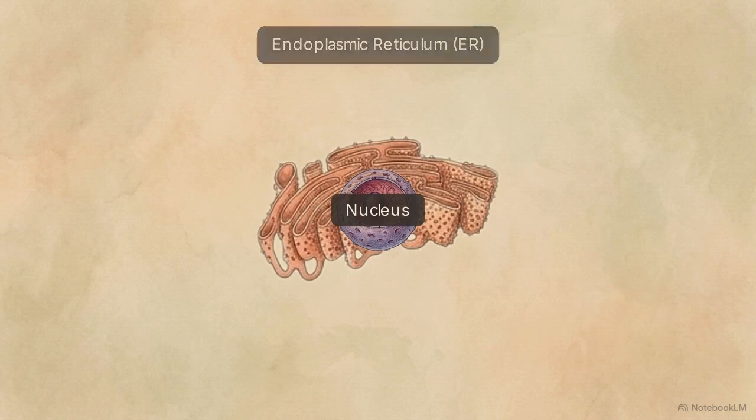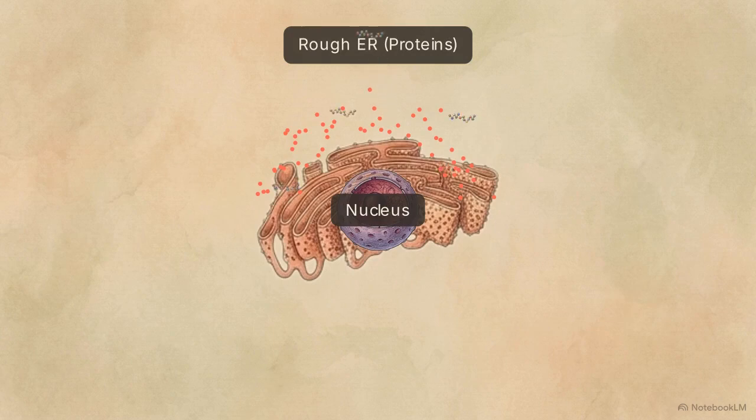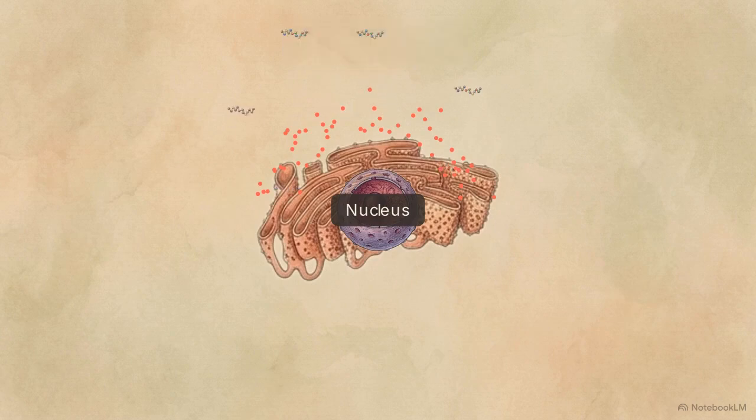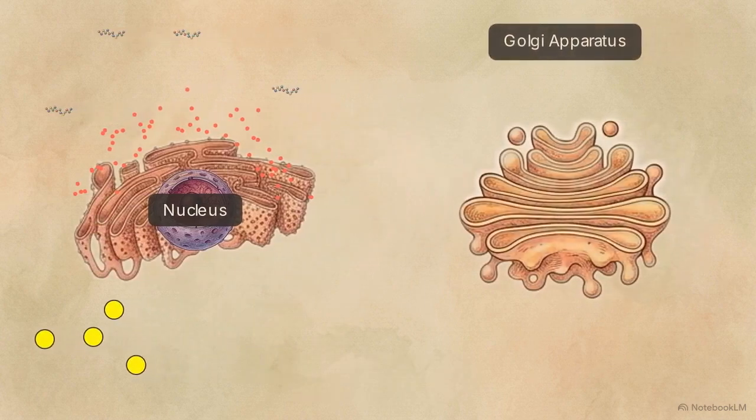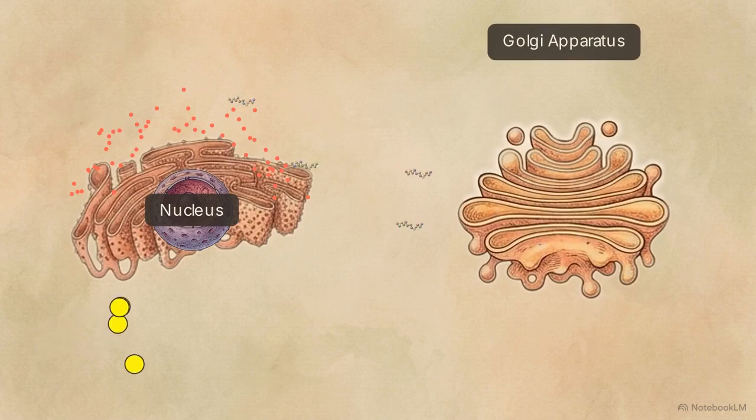This is the manufacturing floor. The rough ER is studded with tiny particles called ribosomes that manufacture proteins, while the smooth ER synthesizes the fats and lipids needed for the cell to function. Once those materials are made, they are sent off to the Golgi apparatus. This acts as the shipping department, modifying, packaging, and dispatching the products to their final destinations.